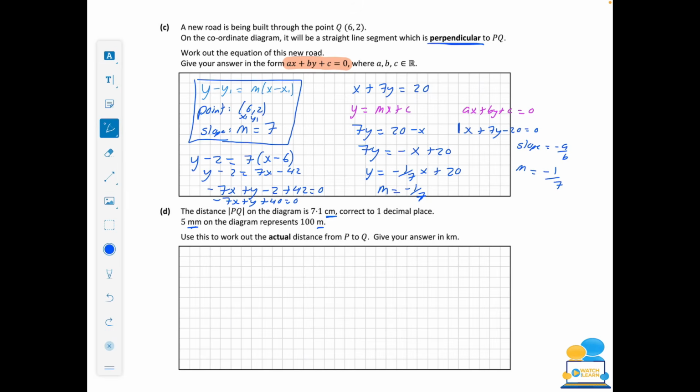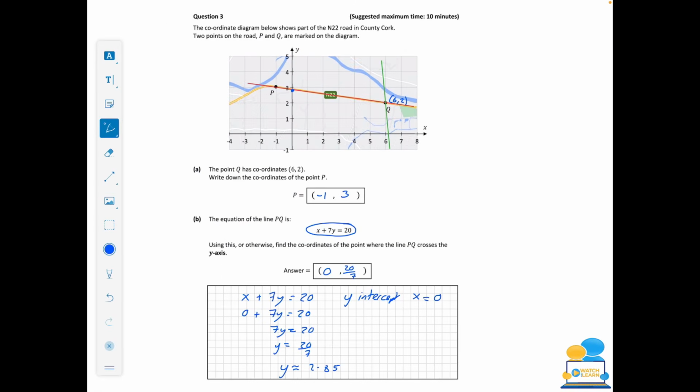Now, part D actually has nothing to do with coordinate geometry. We're not going to do it in this video just because we haven't done any preparation for it. But if you have ratios done already in class, it would be great to attempt this question as part of revision. My top tip here would be just watch your units. There's centimeters, millimeters, and meters, and then they want their answer in kilometers.